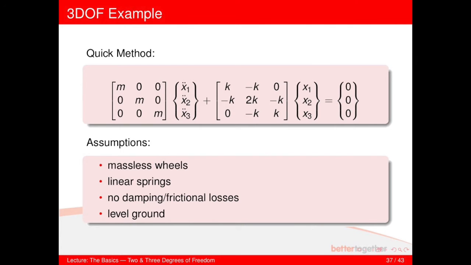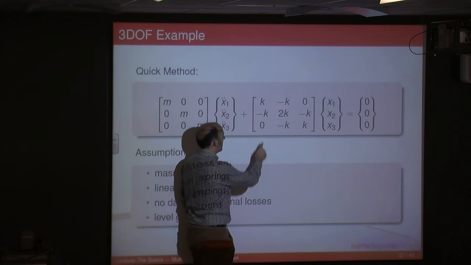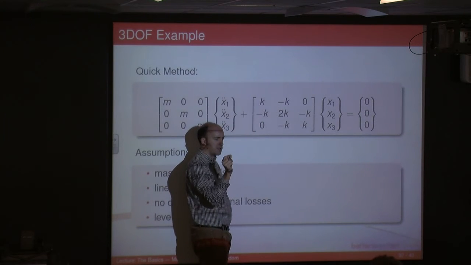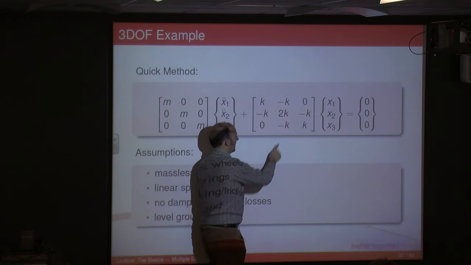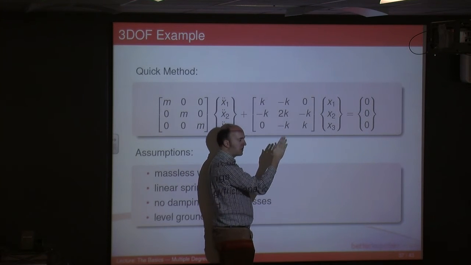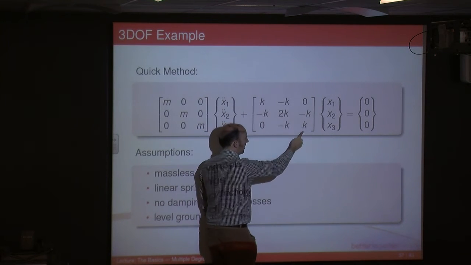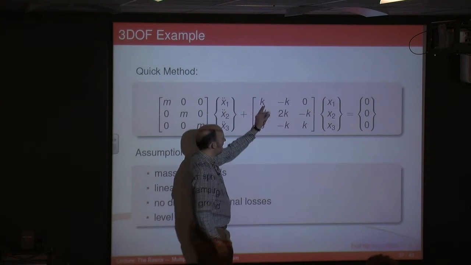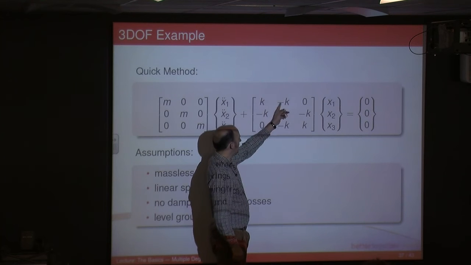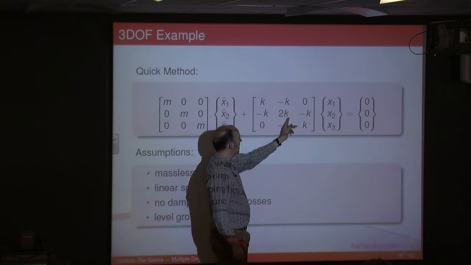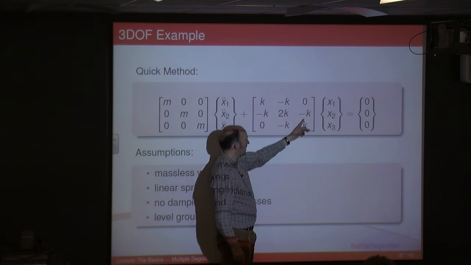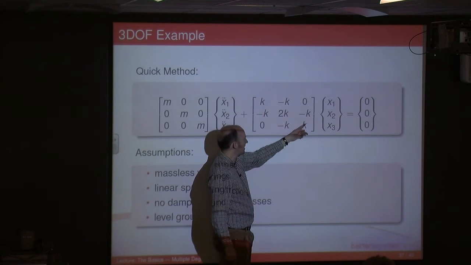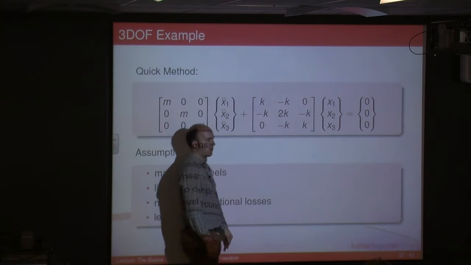Using the quick method, we can fill up our mass matrix M down the diagonal. And for the stiffness matrix, it's the same thing. Mass 1 is connected to mass 2 by K. Mass 2 is connected to mass 1 and mass 3 by 2 springs, so it's 2K. And mass 3 is connected to mass 2 by one spring. Between mass 1 and mass 2 we've got minus K. Between mass 2 and mass 3 we've got minus K. And between mass 1 and mass 3, there's nothing, so we've got 0 in there.